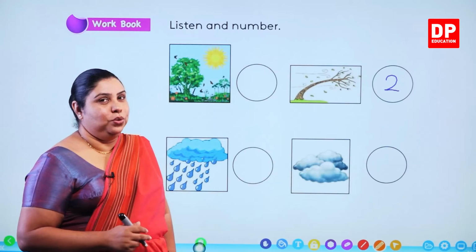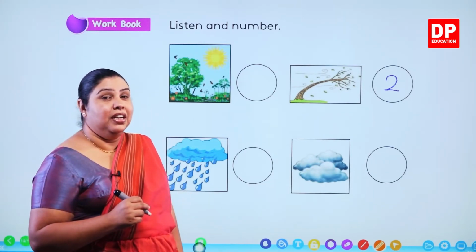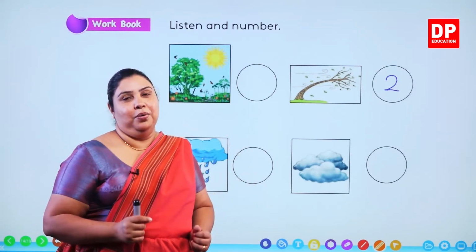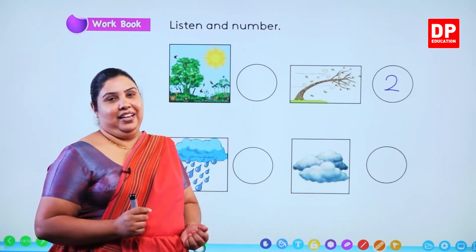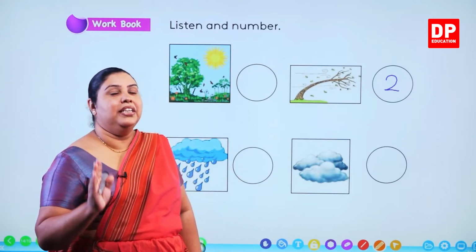Next, I want you to write number 4 near the picture with dark clouds. Cloudy day. Picture with the dark clouds. Now you have to write number 4.